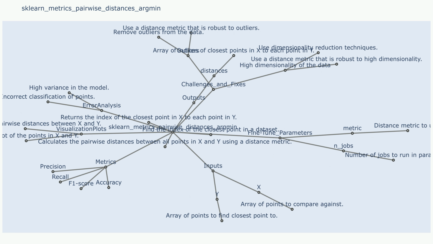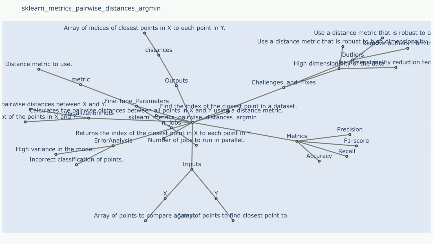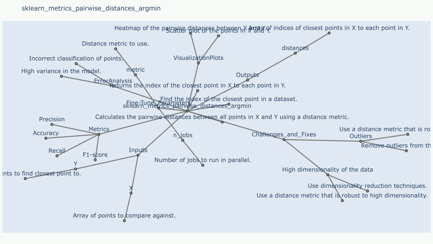Inputs: X, a 2D array representing the data points, where each row corresponds to a data point. Y, a 2D array representing the query points, where each row corresponds to a query point. Outputs: argmin, a 1D array containing the indices of the closest data points for each query point.